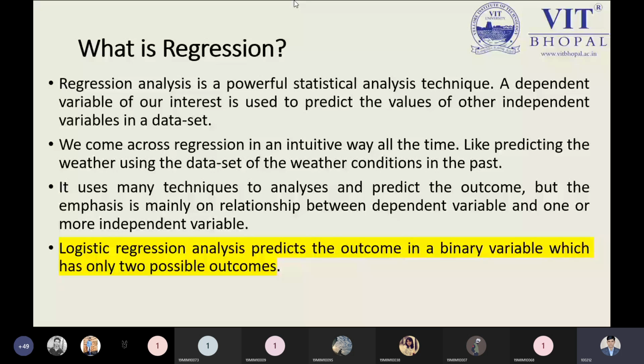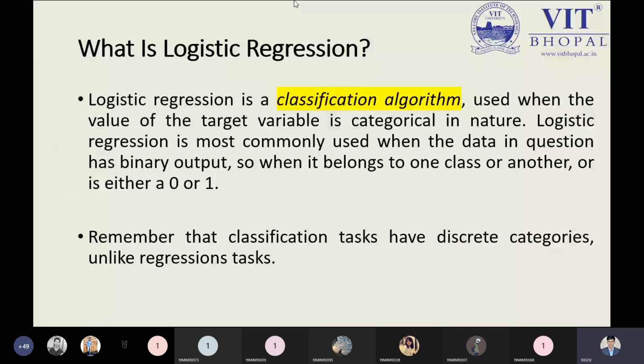Okay, so from this point we are going to start in more detail about logistic regression in a specific manner. Here we have a term: what is logistic regression? As I told you so many times, logistic regression is a classification algorithm, and it is used when the value of the target variable is categorical in nature. The point you need to keep in mind is that the dependent variable, the target variable, should be categorical.